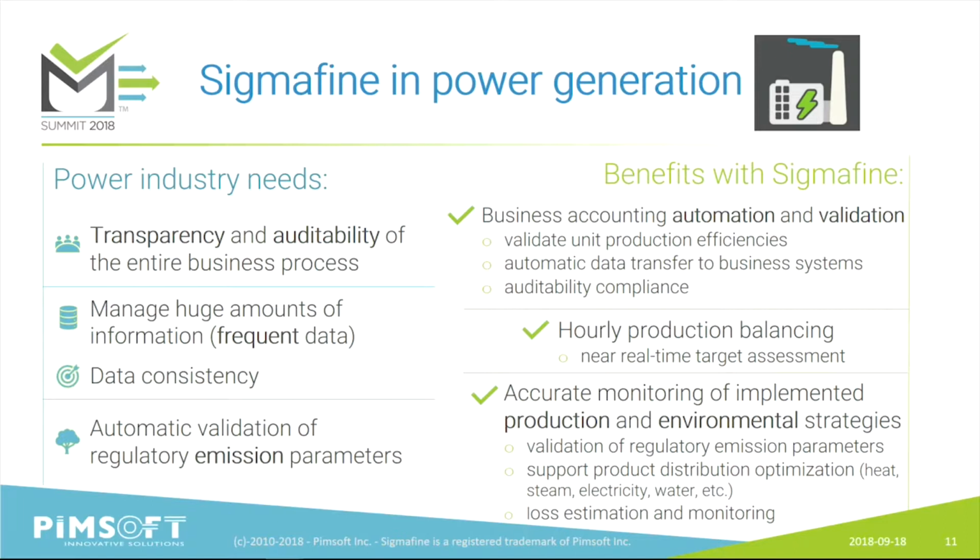So an hourly production balance can be applied to a model to have a near real-time target assessment. And finally, you can also monitor production, including emission assessments and emission parameters to support environmental strategies and regulations. This near real-time assessment can allow users to assess unexpected movements or values, to plan for corrective action, and then to estimate losses and monitor performance.